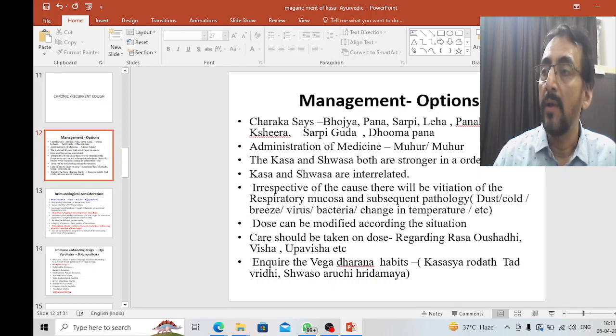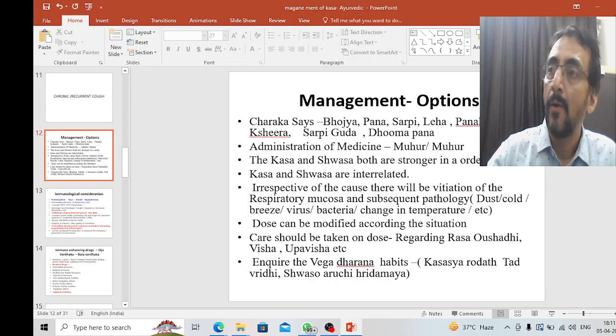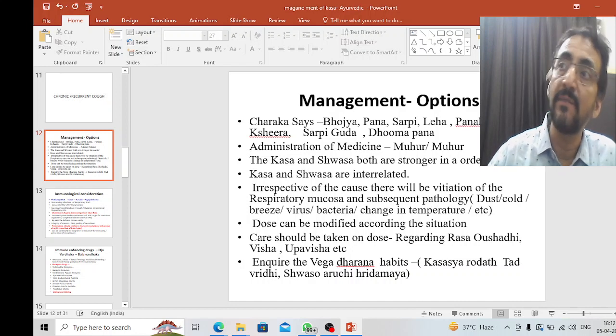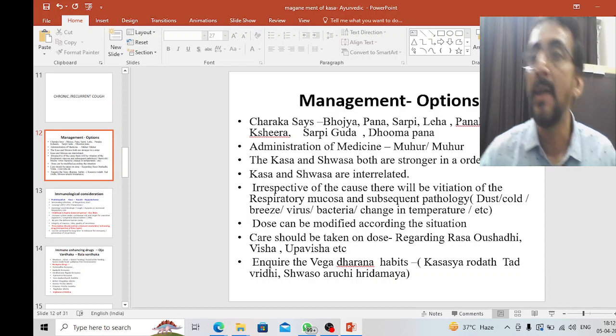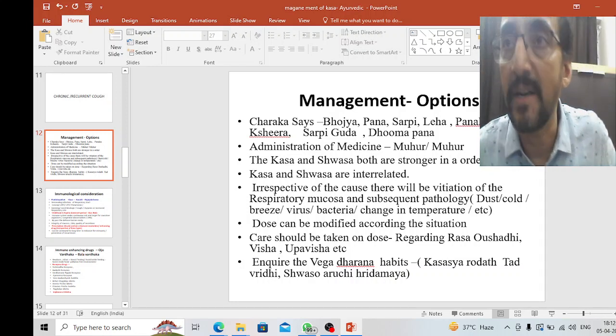So, especially you have to first decide whether this Kasa has to be treated or not, or we want to just decrease the discomfort caused by the cough. Now see, when I say Kasa, I can suppress the Kasa by suppressing the cough center. So if I suppress the cough center, the Kasa will go into relief, but the allergic substance or noxious substance which is coming will enter inside the respiratory tract.